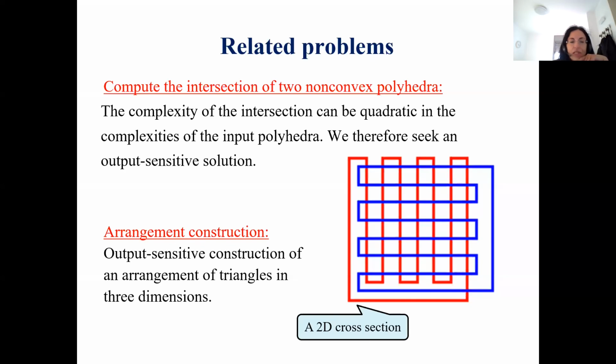And another problem is arrangement construction of triangles. We are given a set of triangles in free space, and we would like to efficiently construct their arrangement. What does efficiently mean? In brute force, it is very easy to construct three-dimensional arrangements in time that is n cubed, where n is the number of objects. This is not the amount that we wish to pay, because if the arrangement is sparse, we would like the cost to be much smaller. So output-sensitive construction means that the time consists of a small overhead term plus the arrangement complexity.